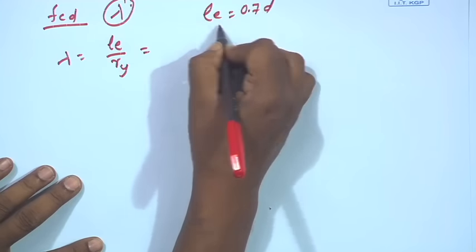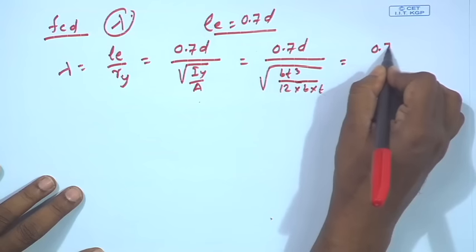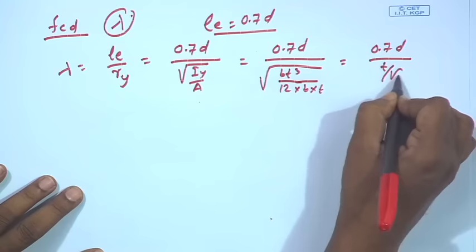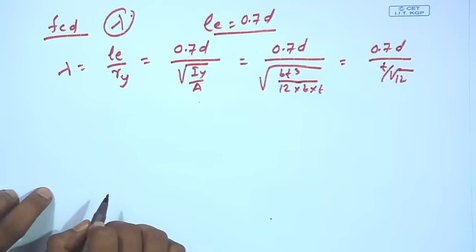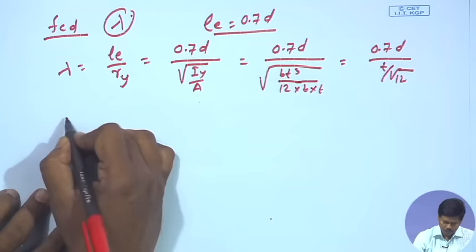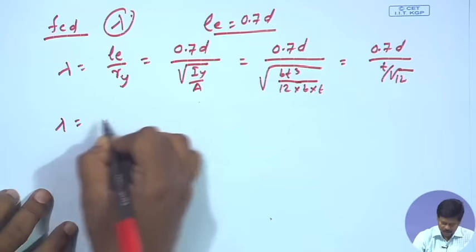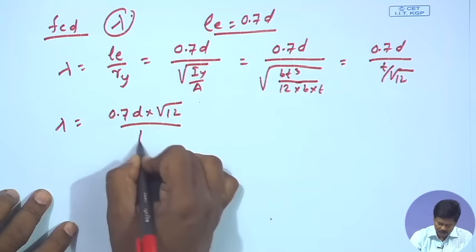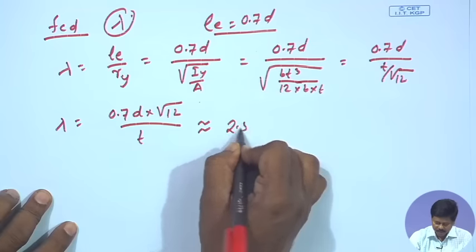this is Iy by A, Iy means b t cube by 12 and A is b into t. So, this will be 0.7 d by t by root 12, right. So, lambda we can find out as this. So, after calculation lambda will be 0.7 d into root over 12 by t, this will be around 2.5 d by t.